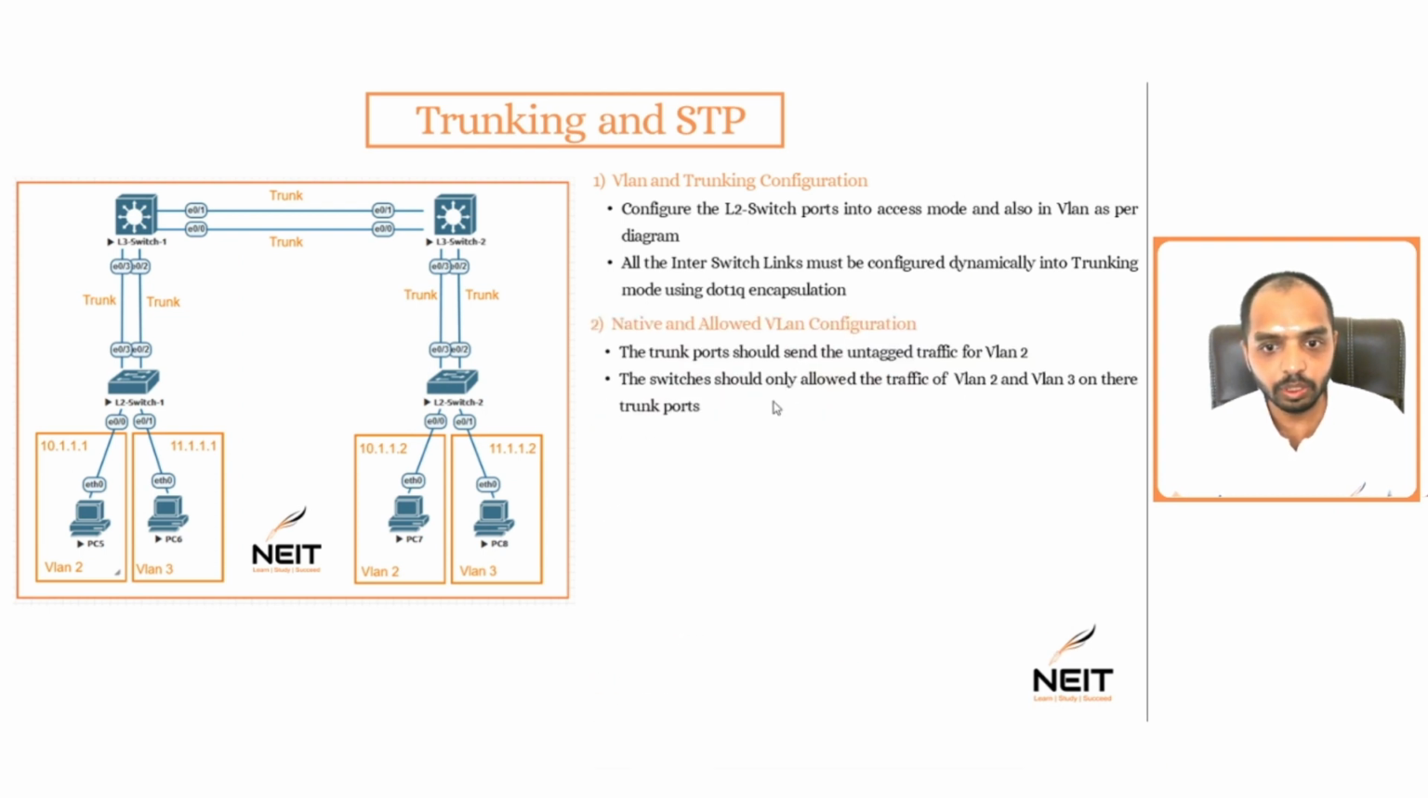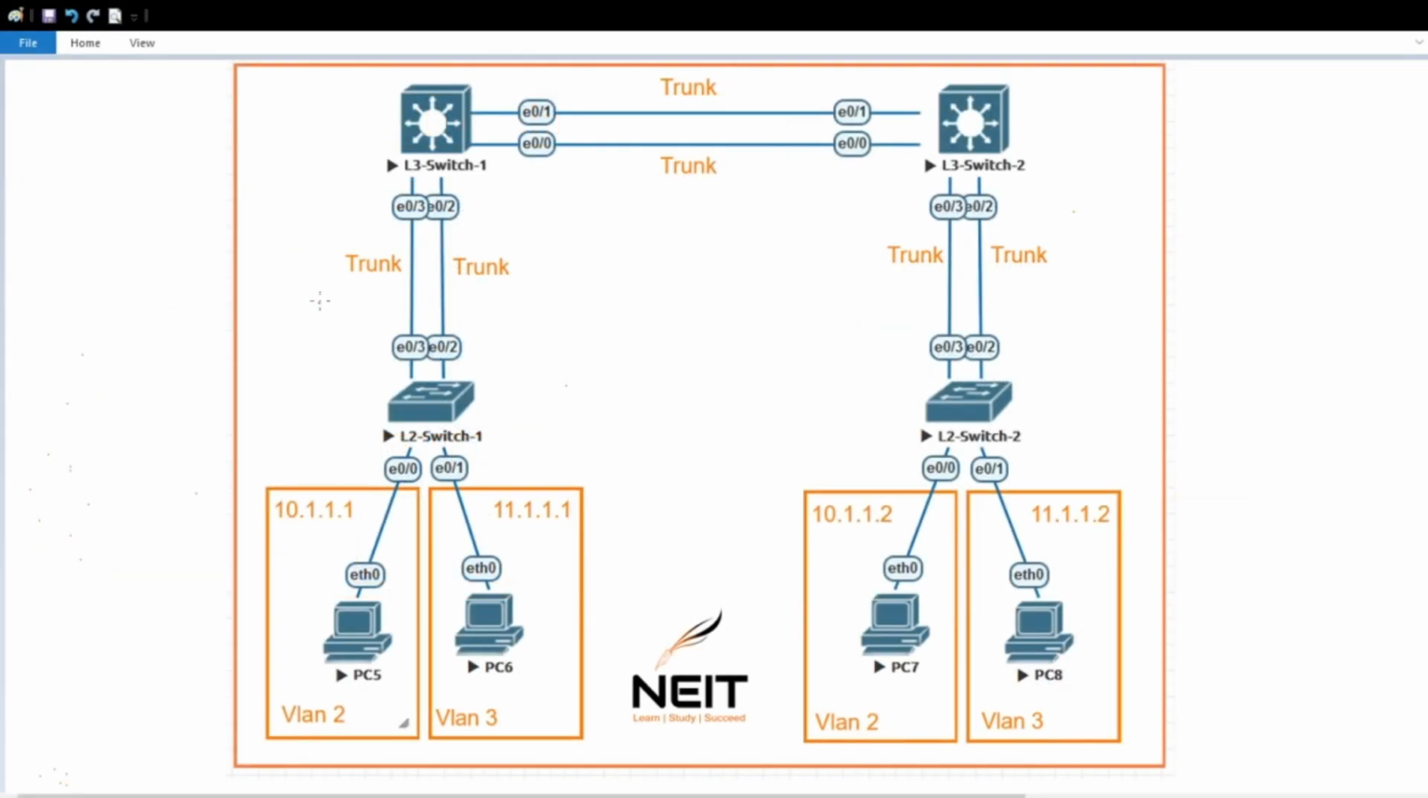Now the next task is for native VLAN and allowed VLAN configuration. The trunk port should send the untagged traffic for VLAN 2. Also the switches should allow the traffic of VLAN 2 and VLAN 3 on their trunk ports. So these are my trunk ports. We have to configure native VLAN 2 on all these trunk ports and allow only VLAN 2 and VLAN 3 traffic.